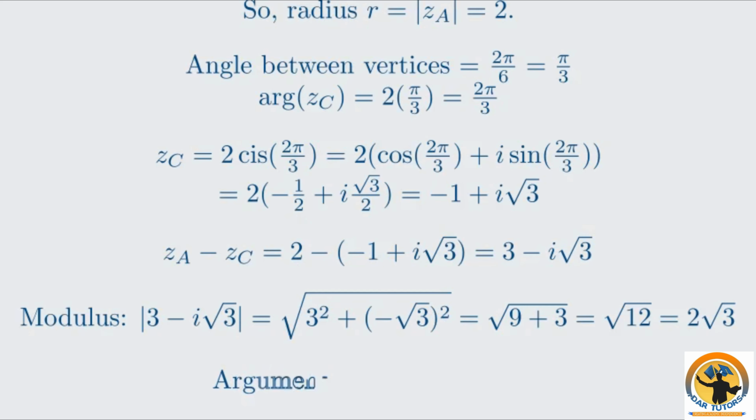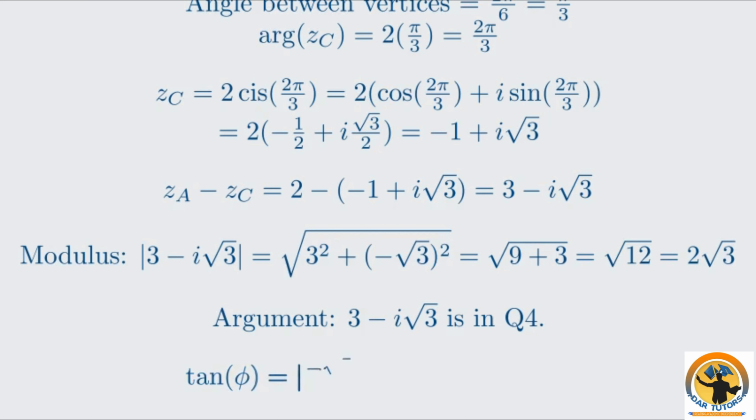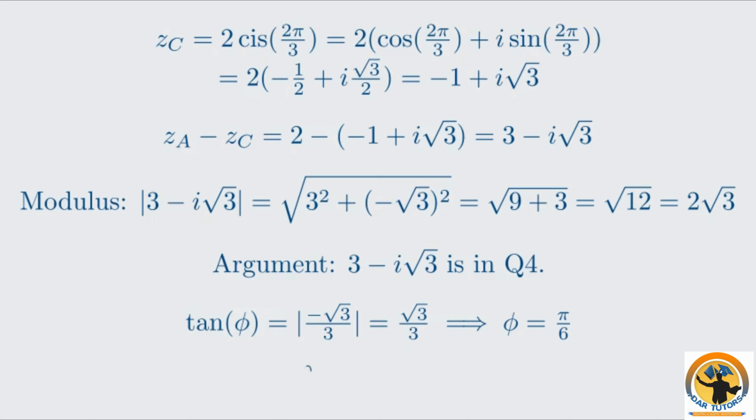For the argument, the number is in the fourth quadrant. The tangent of the reference angle phi is root 3 over 3, so phi is pi over 6. The argument theta is negative phi, or negative pi over 6. So the vector A minus C has a modulus of 2 root 3 and an argument of negative pi over 6.